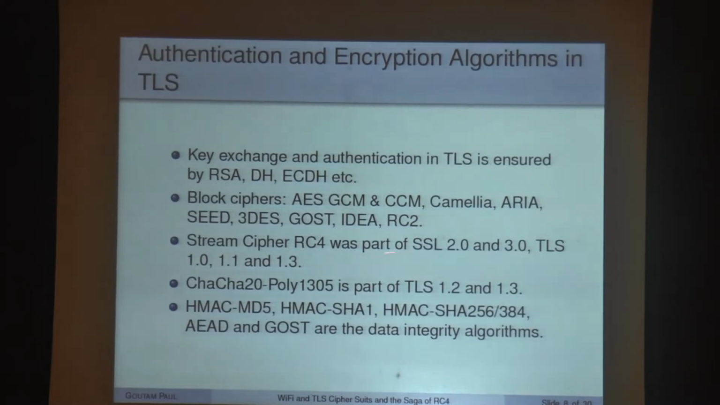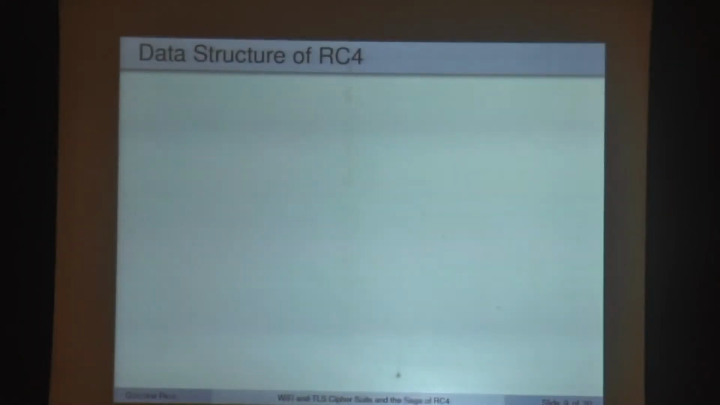And we all know that RC4 was part of SSL 2 and 3, and TLS 1.2, but in 1.3 it was actually removed. So in TLS 1.2 and 1.3, ChaCha20 has been introduced as a replacement of RC4. And HMAC typically is the data integrity algorithm, the hash function, right, to ensure data integrity. So the rest of the talk will be about this story of the replacement of RC4 by ChaCha, the technical story, why it happened, and what the internal problems of RC4 are.